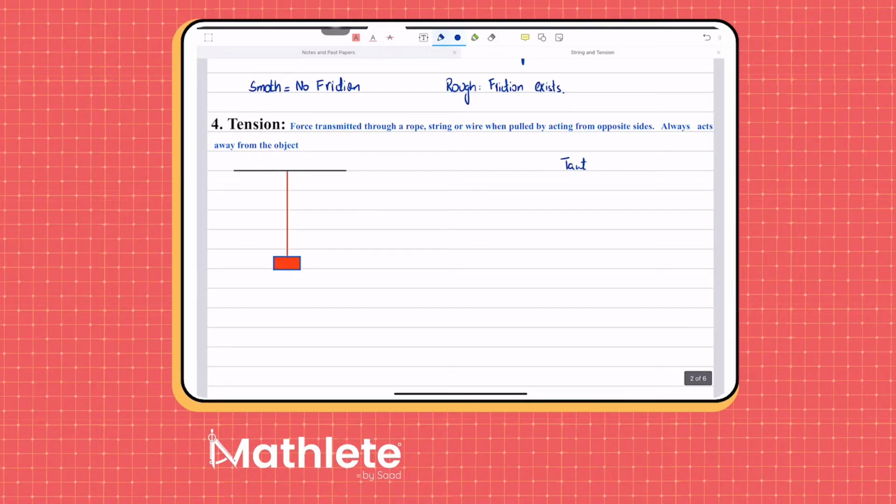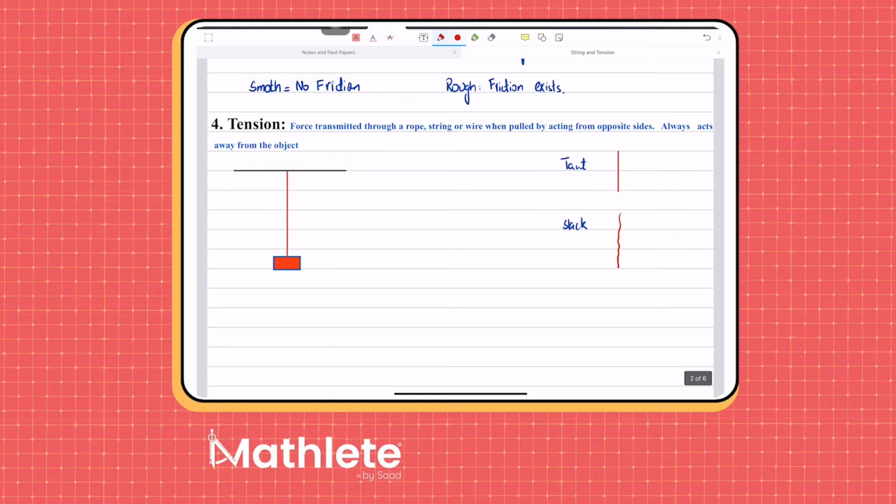Taut is basically when you pull it or you hang an object from the end of a string or a wire, that is how it becomes taut. So taut is like this, and if it's slack, then it's going to be something like this.